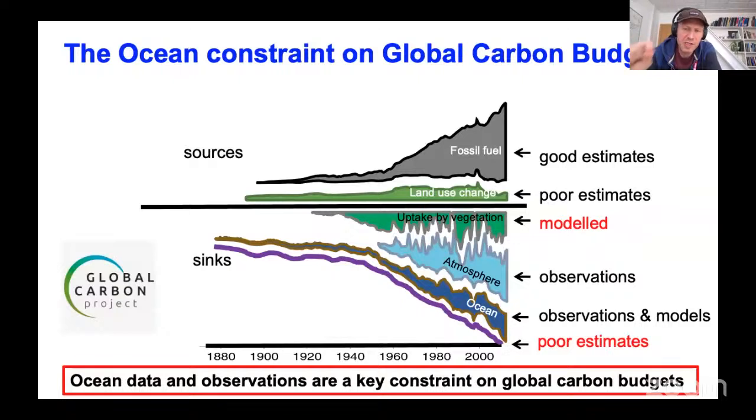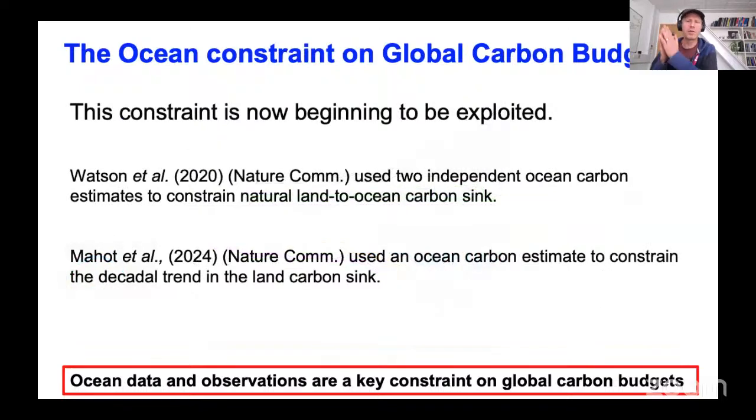And collectively, that makes up the complete carbon budget, but you can see the only two observational constraints in that whole budget are the atmosphere and the ocean components. So knowing our ocean component well allows us to find out more and determine more about the other weaker components of the budget. And this is beginning to be shown. We had work led by Andy Watson back in 2020, where they actually took two independent estimates of ocean carbon data, and they used that to constrain the land-to-ocean carbon sink. That wasn't the main focus of the work, but that was one of the components that came out of it.